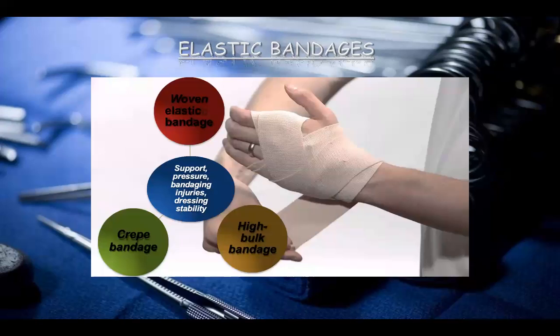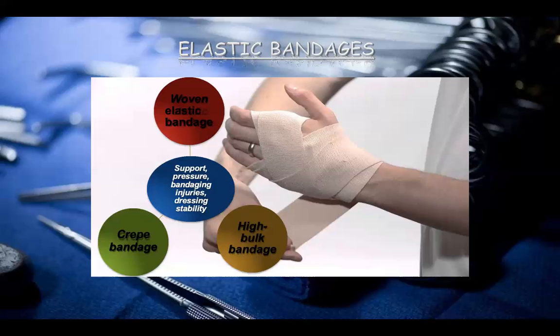Then you go for the elastic bandage. You may have seen the crepe bandage; you may have experience of it. The crepe bandage can be applied because of its elasticity. That cloth has elasticity. So these are elastic bandages, and they can cover that area tightly. They are woven elastic bandages. They support pressure bandaging, injuries, dressing, and stability. Mostly where there is pain on the movement joints, you have to put it.